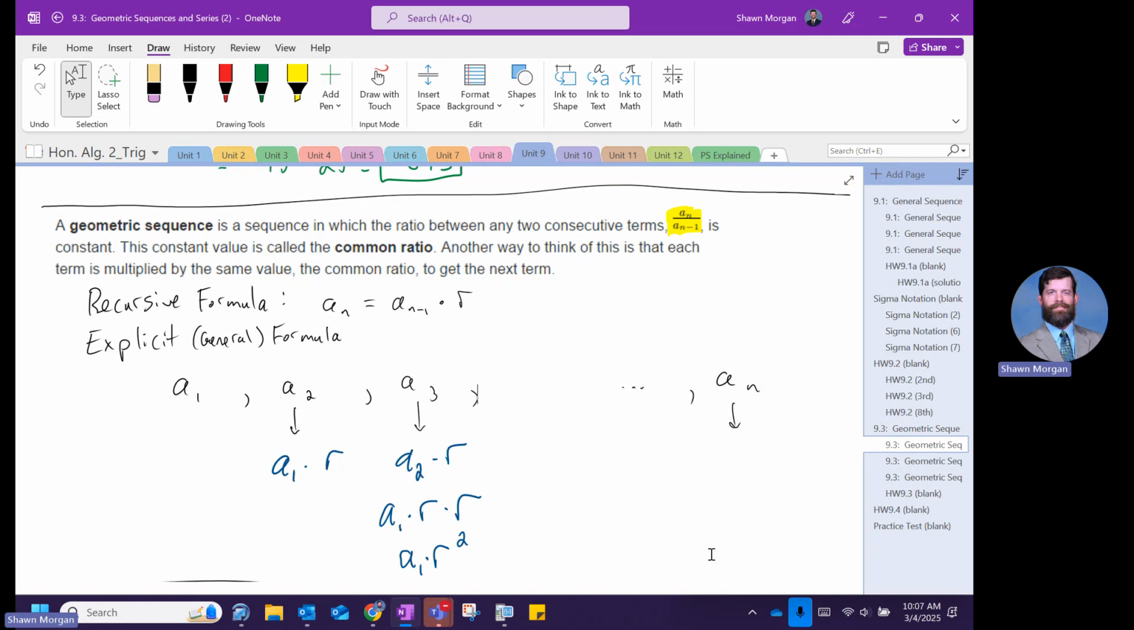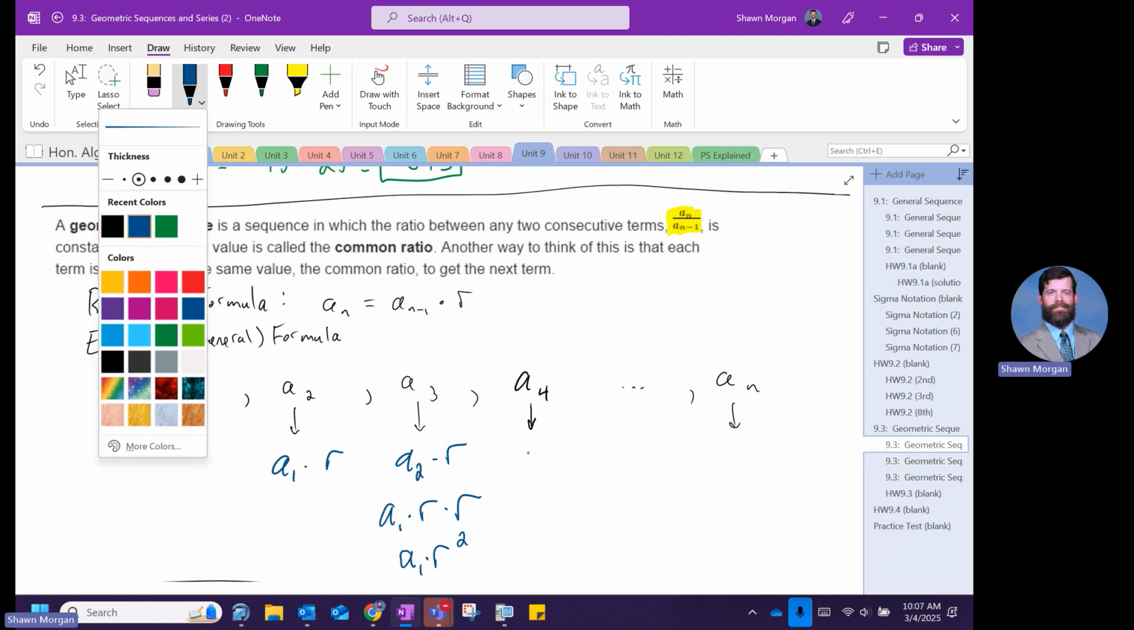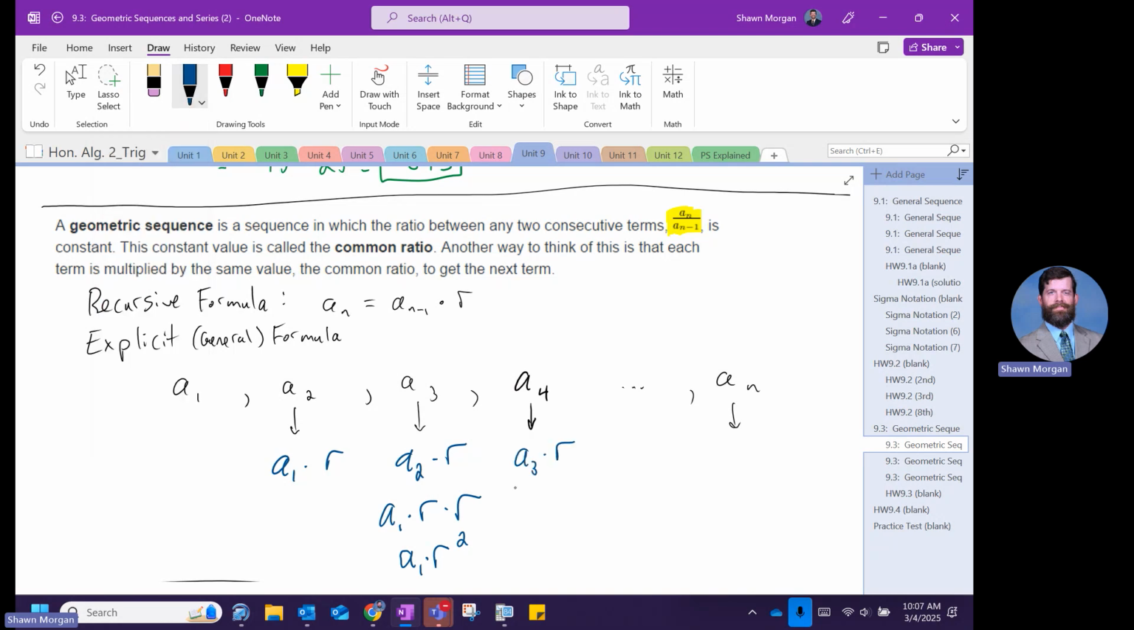Now, if we did one more iteration, a sub 4, that's the same thing as a sub 3 times r. And a sub 3, we said, was a sub 2 times r. And a sub 2 was a sub 1 times r. So do you see the correlation between how many r's there are and the term that you're looking for? What is it? It's one less.